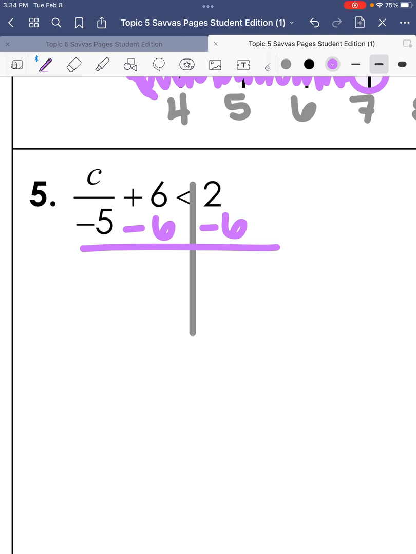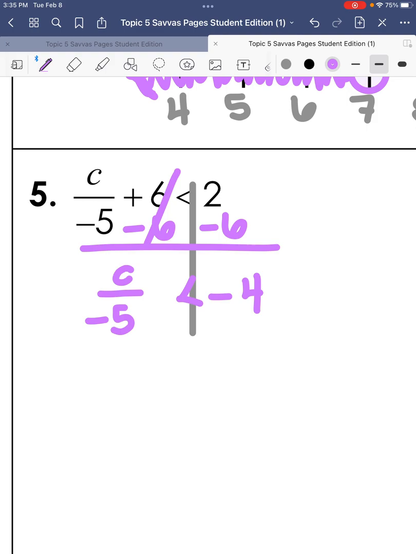Now on the side with the variable, my 6's will cancel out, and I can bring down c divided by -5. On the other side, I've got 2 minus 6, and 2 minus 6 is -4. Okay, now there was no reason when I subtracted 6 for my sign to change, so it's still less than.